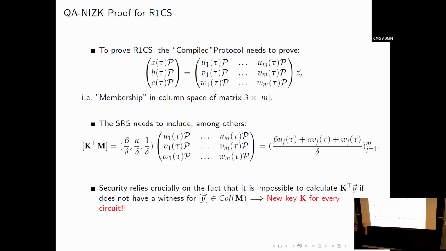The point that I'm interested in making is that security relies crucially on the fact that it's not possible to reuse this key to calculate the projection on another vector that's not in the space. This means that this key cannot be reused across another R1CS system, because then you would be giving too many projections, and security is completely ruined.